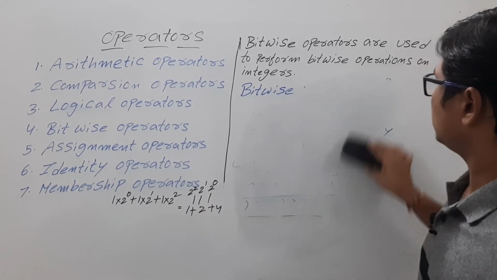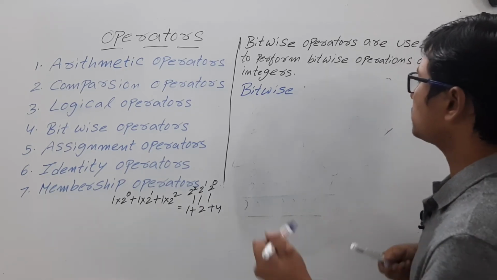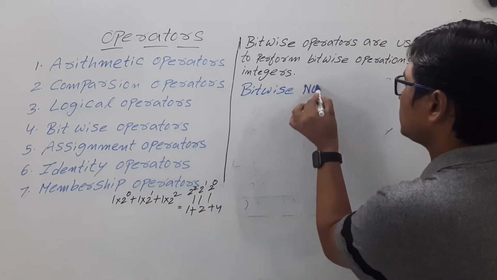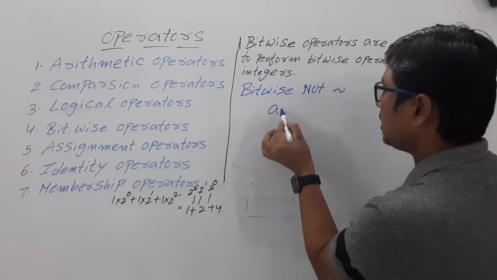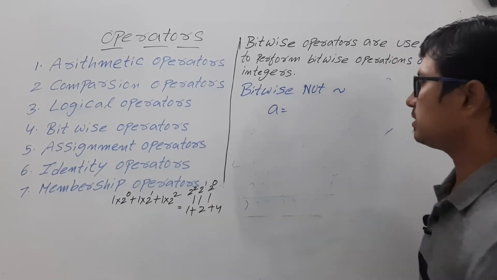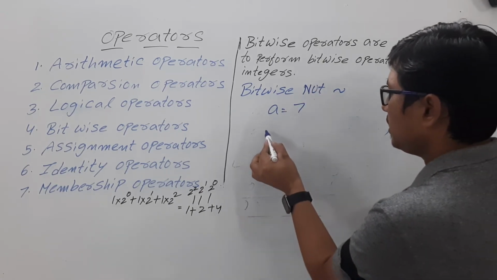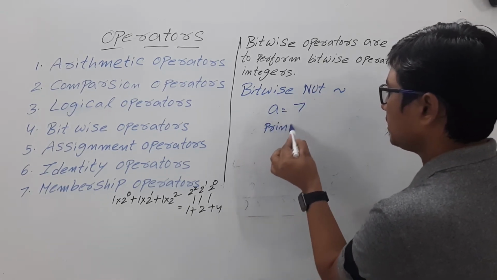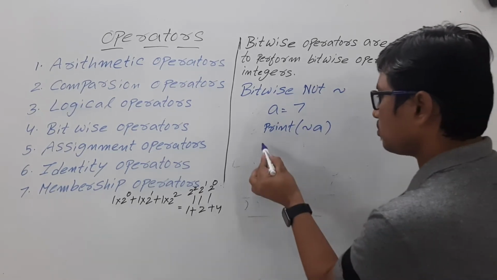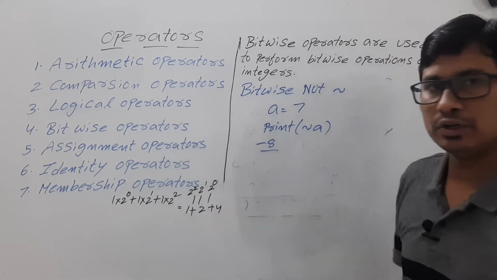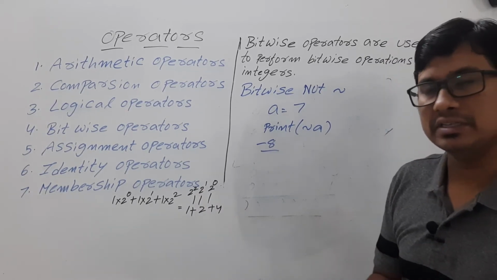Bitwise NOT. The bitwise NOT is a unary operator. We'll discuss how it will perform. Bitwise NOT we will represent like this. Now if I have a value is equal to 7, and I write print not A, I will get the output as minus 8. If you want to verify, you can verify it. How it came, I will discuss now.